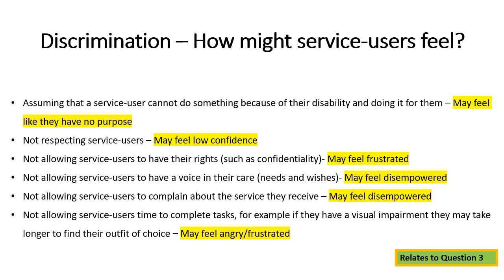Not allowing service users to complain. They may feel disempowered also. Not allowing service users time to complete tasks, like we spoke about before. If they've got a visual impairment, it might take them longer, and they'll feel frustrated and they may feel angry, because you're not giving them the time to choose that outfit, or you're not giving them the time to complete tasks.